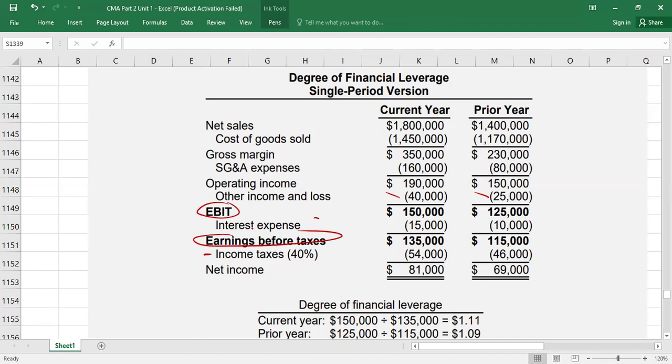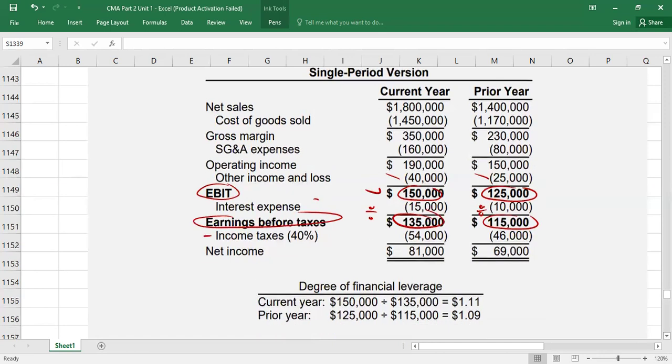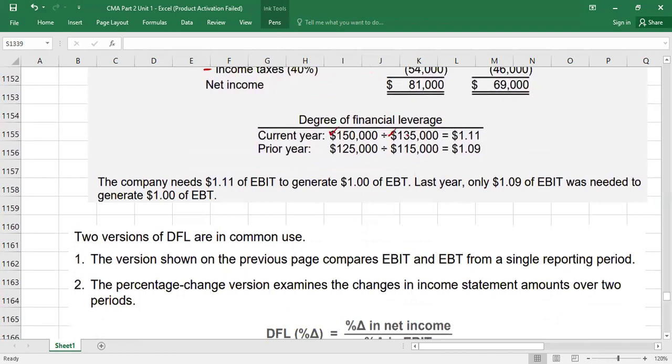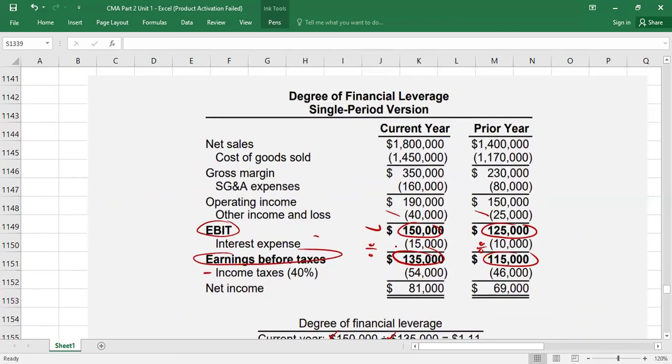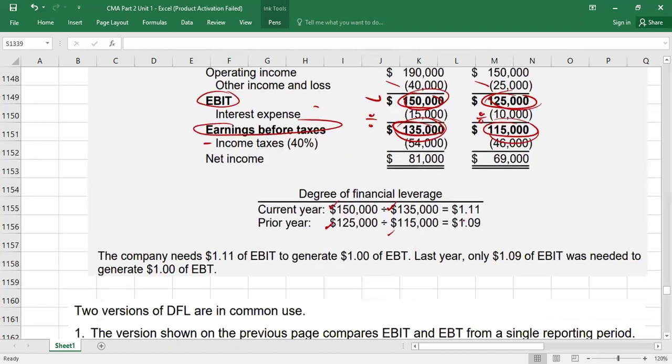For example, if I'm working with the current year, I'll take 150,000 divided by 135,000, EBIT divided by EBT. This is for the current year. And for the prior year, I'll take EBIT 125,000 divided by 115,000. So 150 divided by 135 is the current year value, and 125 divided by 115 is the prior year value. If you solve, we get the answer here.